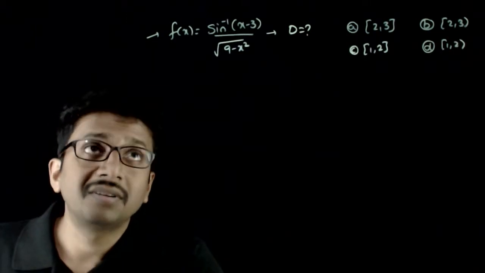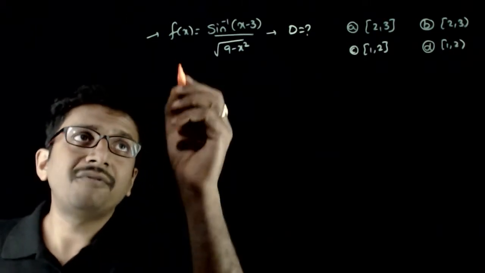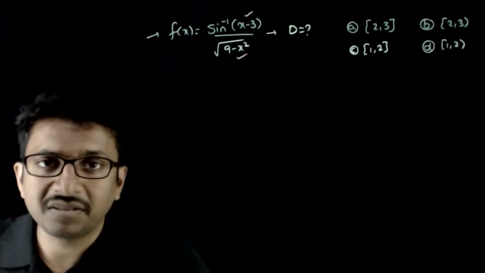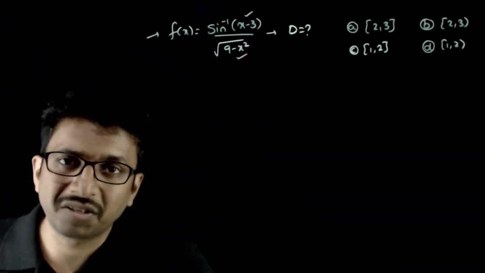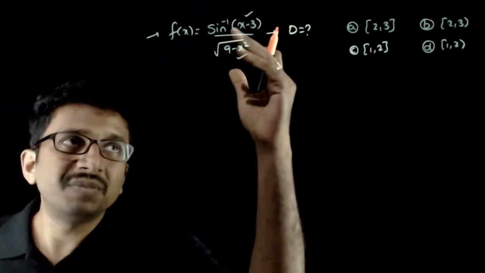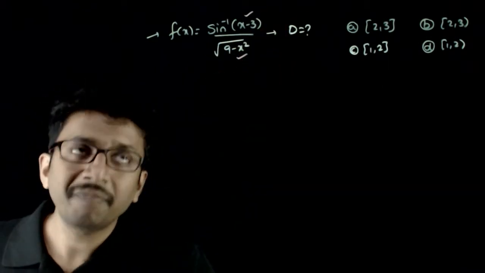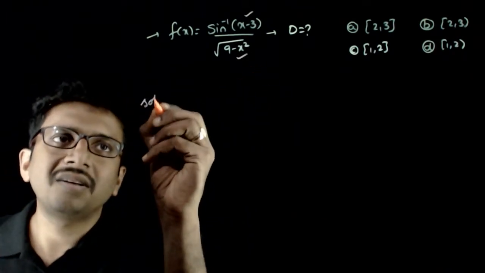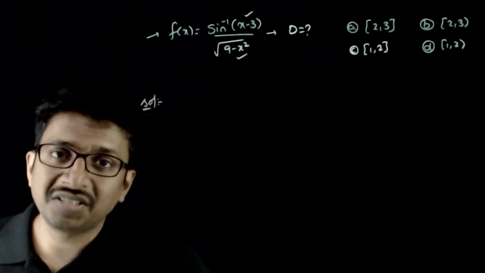Welcome students. In this question, given that f of x is equal to sine inverse of (x minus 3) by root of (9 minus x square), you are asked to find the domain of this function. Obviously this function is made up of two simple functions, right? One is sine inverse, the other is square root, and square root is there in the denominator. Now what are the conditions which ensure that this function is defined?